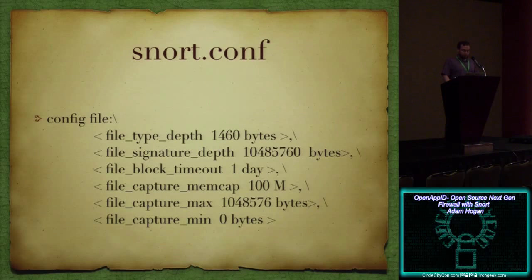You add your config file to your snort.conf, and it gives you a few options to play with. You can go with the defaults. You don't really have to specify much, but you'll get the ability to say how far into a file we should go, and how much memory you want to set aside for rebuilding files. You can set a file capture max and say any file bigger than this, don't bother, because if you have to rebuild the file as we see it in network packets, that's all stored in memory as we're doing it. We can also do a file minimum. Maybe you say any file less than so many bytes probably isn't interesting, and you can ignore all that.